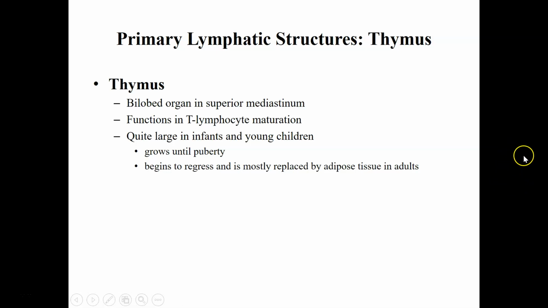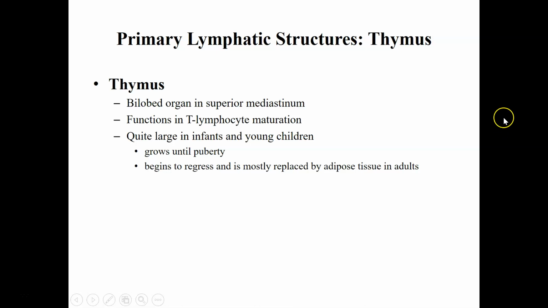Now, the main function of the thymus is to provide a site for maturation of T lymphocytes. This activity is extremely important and a very active, high volume process in young people. So infants and prepubescent kids, this is going on at a very high level.